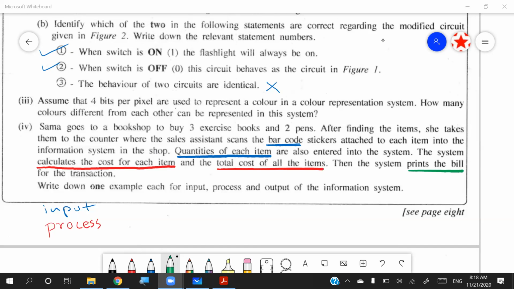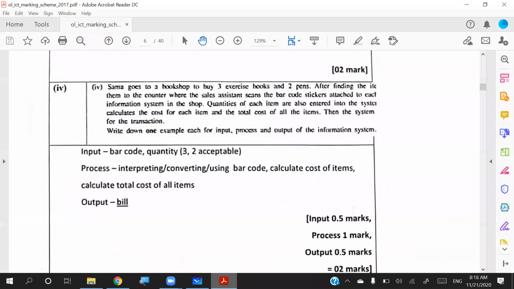Reading the barcode as a process. Let me see. Yes, that can also be taken as a process as well. Reading the barcode, yes, not scan. Actually, the reading the barcode. Let's refer the thing. Yes, they have the same. So input, barcode, and quantity, one of those. Processors, converting using barcode or reading barcode, calculate cost of items, calculate total cost of items. Yeah, output, which is going to be the bill.